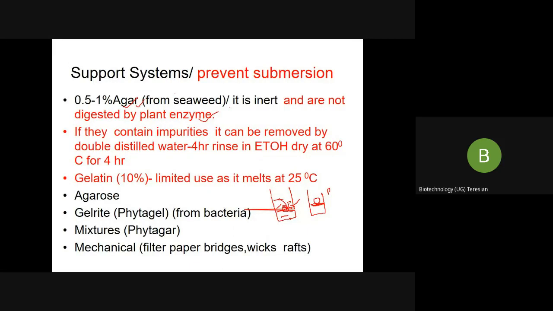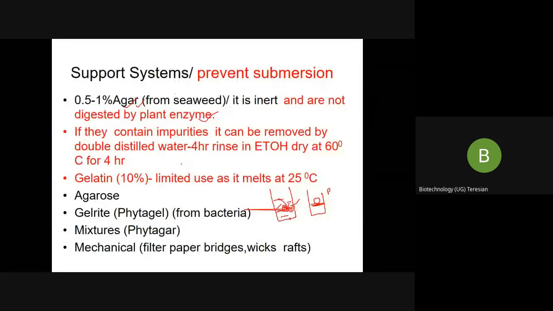Now suppose if you want to study the nutritional content of your tissue culture, at that time you cannot use this agar, because this agar will have some impurities, like calcium, magnesium, sodium impurities. At that time you have to remove these impurities, and then do the nutritional studies, which is out of scope of our syllabus. But just remember, the impurities can be removed by using double distilled water. You rinse it for 4 hours in ethanol and dry it at 60 degrees centigrade for 4 hours. So all the impurities will be removed, and you can study the nutritional content also.